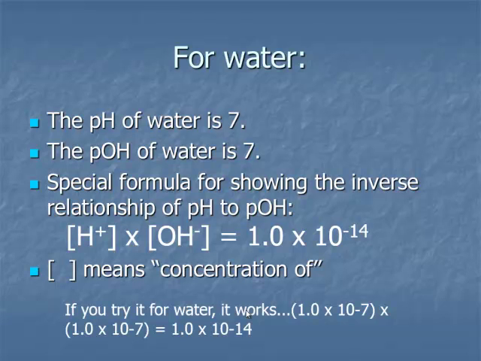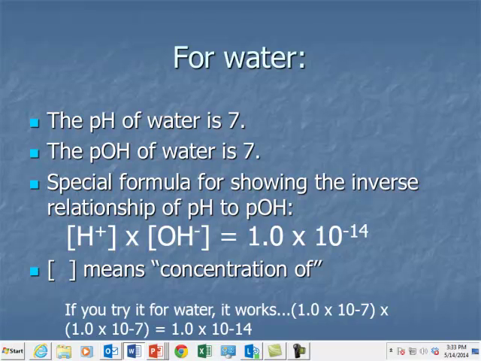So there's a couple relationships that we need to write down. There's some special formulas that might help you a little bit later on. One of the most important formulas is the fact that we can take the concentration, by the way these brackets mean concentration, so the concentration in molarity of the H plus ion times the concentration in molarity of the OH minus ion will always equal 1.0 times 10 to the negative 14. If you try this for water, it totally works. 1.0 times 10 to the negative 7th times 1.0 times 10 to the negative 7th is going to be 1.0 times 10 to the negative 14.